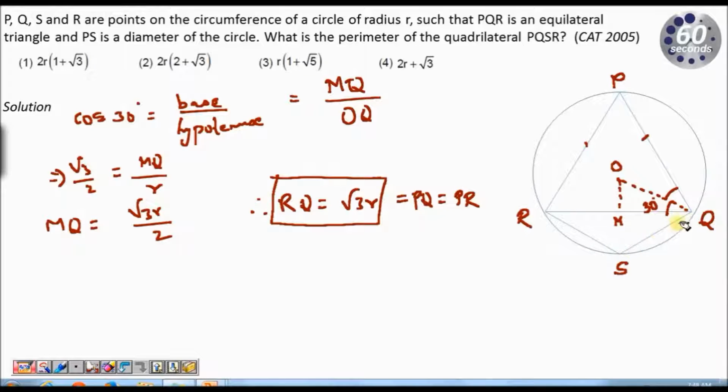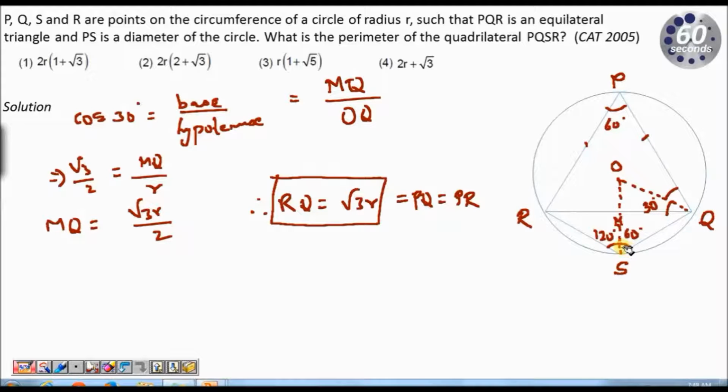Now I have to find QS. If I can find QS, then again RS will be equal to QS, and then I can find the perimeter. Let me join the center O with point S. Now since point S is symmetrically placed between R and Q, and this angle I know is 60, the angle in an equilateral triangle, this angle must be 120, and since S is symmetrically placed between R and Q, this will be the angle bisector. So each angle will become 60 degrees.